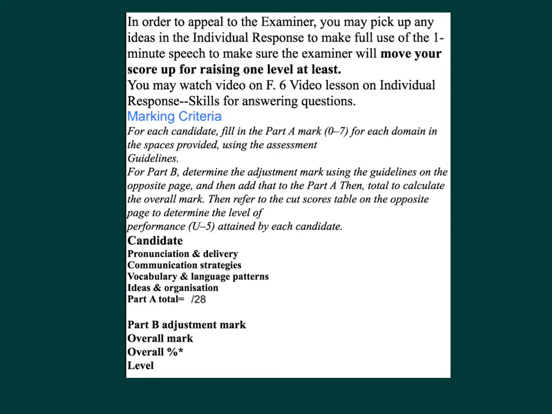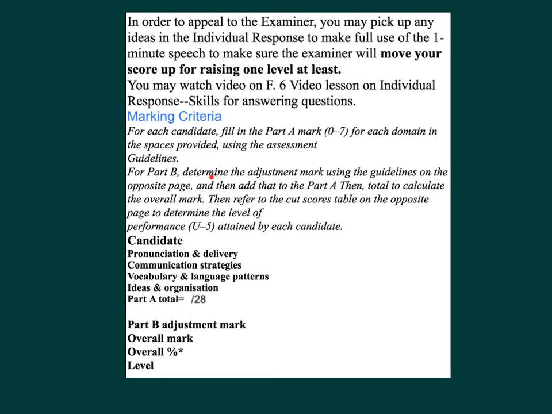Marking criteria. For each candidate, fill in the Part A marks 0 to 7 for each domain in the spaces provided, using the assessment guidelines. 4 domains are to be assessed: pronunciation and delivery, communication strategies, vocabulary and language patterns, ideas and organization. So the maximum Part A total is 28 marks.